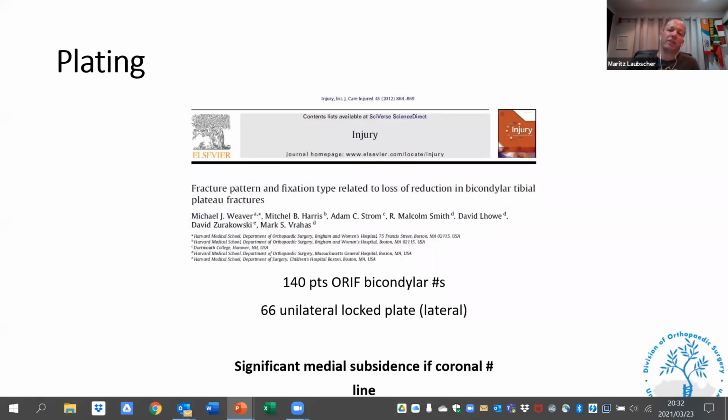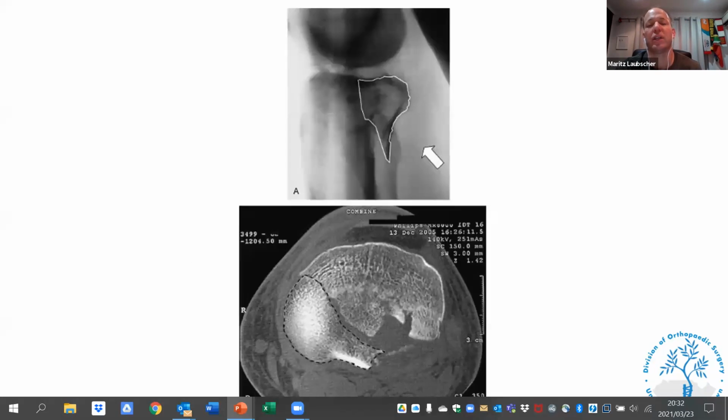And this is a paper that describes it very well, where they looked at 140 bicondylar tibial plateau fractures treated with plating, and just under half had unilateral locked plating only. And they looked at the ones that lost reduction on the medial side, and they concluded that medial subsidence occurred if there was a coronal fracture line. And that's very easy to understand.